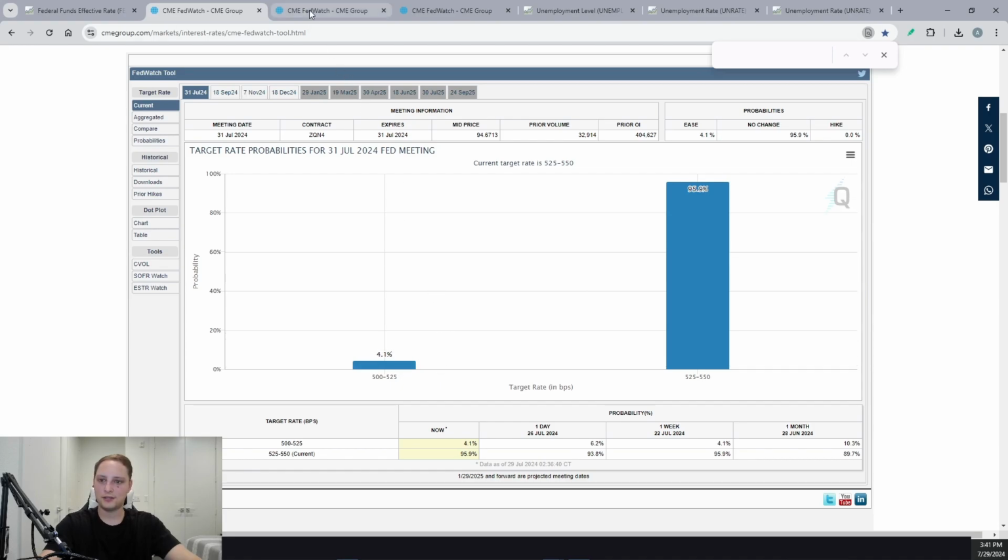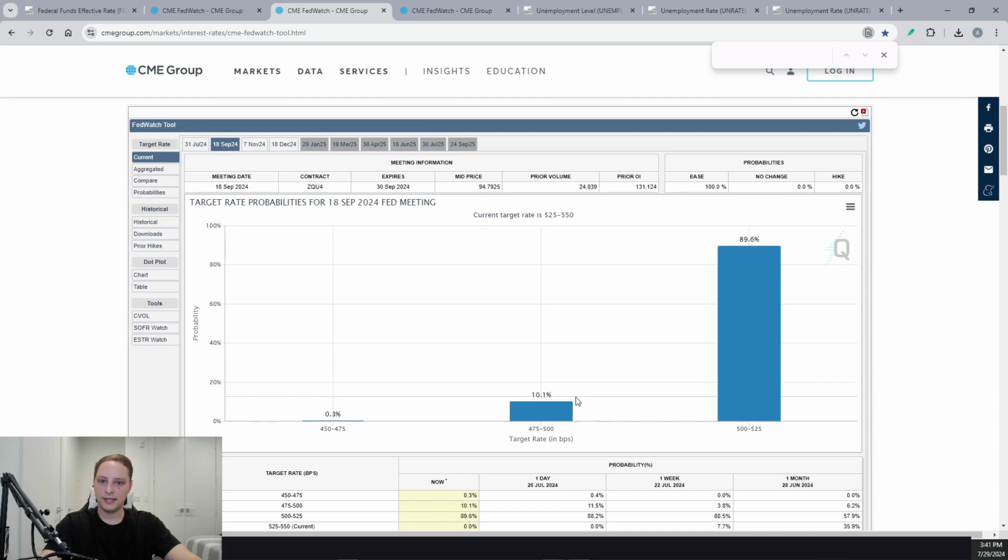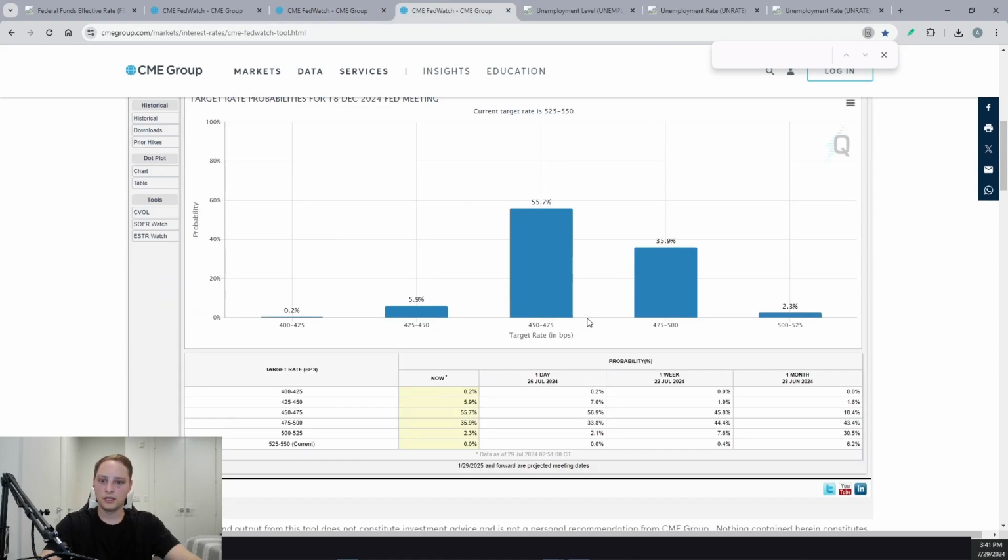But let's look at the September meeting. You can see now that the current rate is not even on here. There's a 0% chance that we stay where we are, and a 90% chance that we cut at least 25 basis points. Now let's look at the end of the year. There's a 56% chance that we drop 75 basis points. So the market is pricing in 3 Fed cuts of 25 basis points each by the end of the year. And this is typically pretty accurate.